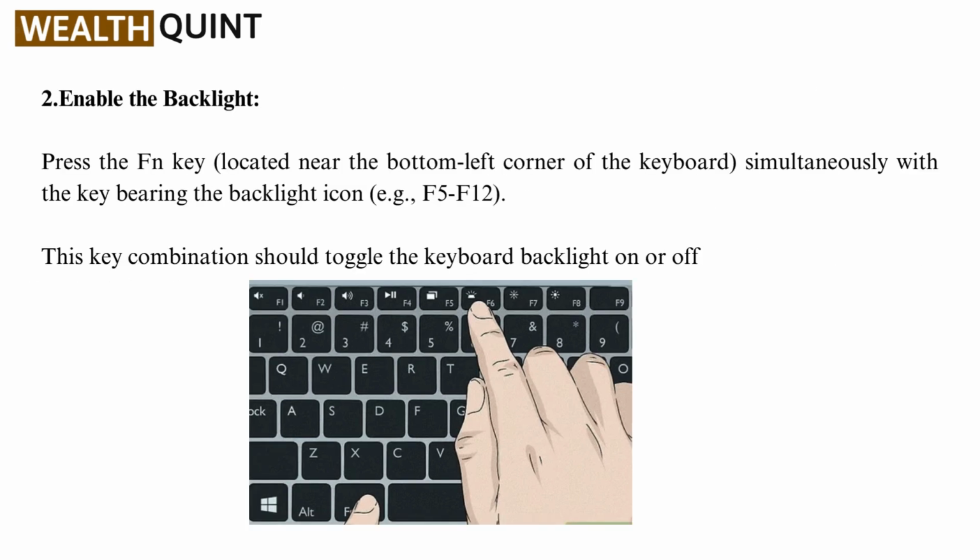Enable the backlight. Press the function key located near the bottom left corner of the keyboard simultaneously with the key bearing the backlight icon, for example F5 to F12. This key combination should toggle the keyboard backlight on or off.